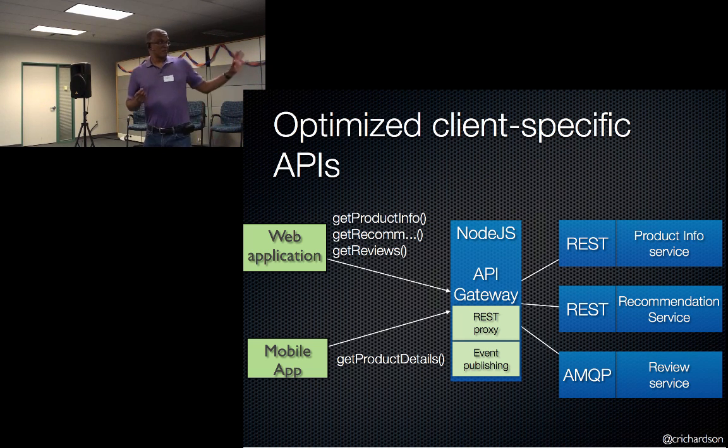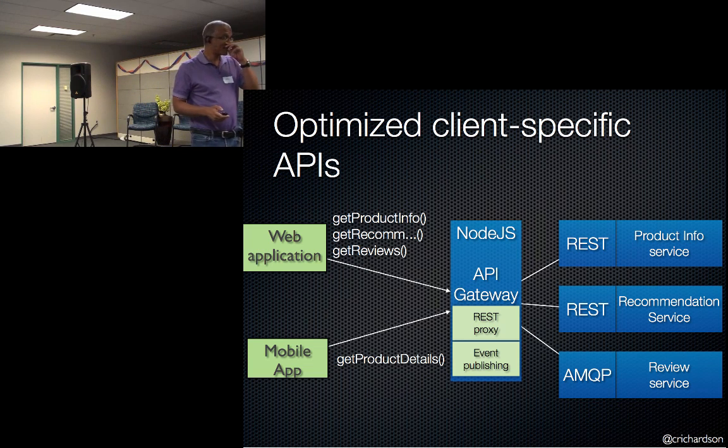So the mobile app would just request the product details, and then the API gateway would call all of the relevant back-end services and gather up the product details and return them in one go. So just one round trip. And that's really hugely important when dealing with mobile devices.